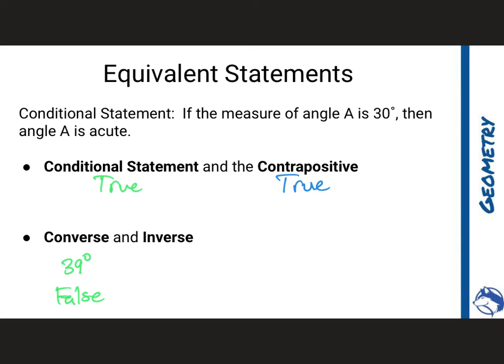So now the inverse is: if the measure of angle A is not 30 degrees, then angle A is not acute. Well, once again, if we choose an angle like 41 degrees, it's acute, which means that this is a false statement. So notice how these are both false and these are both true. And that's the important part of this.